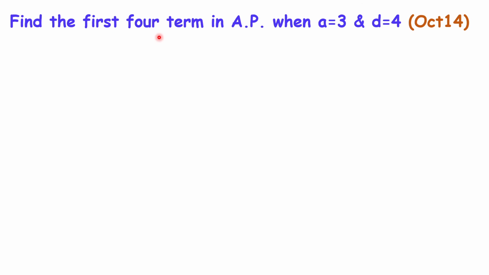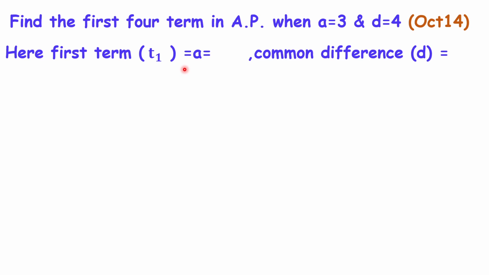Now find the first four terms in an AP when A is equal to 3 and D is equal to 4. This example was asked in October 14. Here T1 is equal to A is equal to 3 and common difference D is equal to 4. Therefore, how do we find the second term? We have to add the common difference to the first term, that means T1 plus D. Here T1 is 3 plus common difference 4. 3 plus 4 is 7.